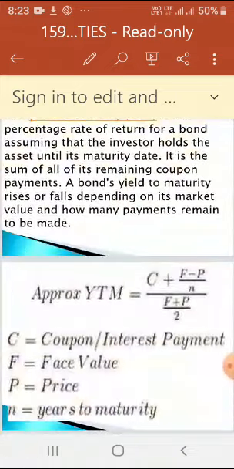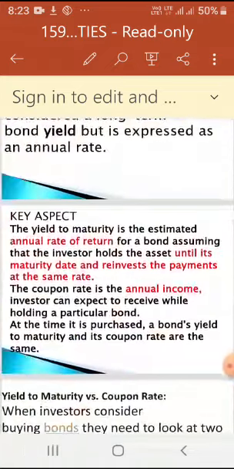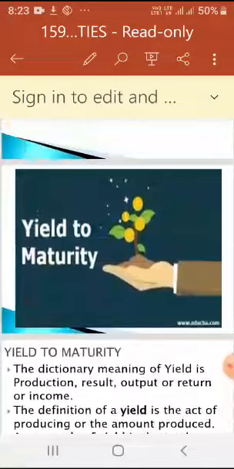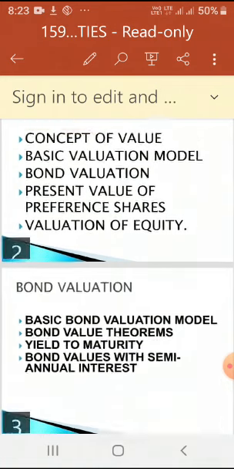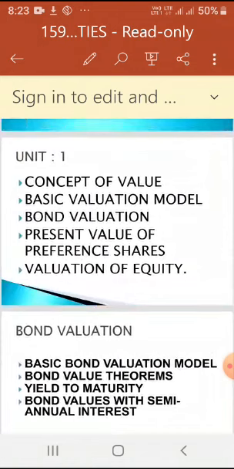So in bond valuation, what we covered, again we are going back, please see that in bond valuation we covered a number of aspects. Have a look at these aspects. Just remember: the basic bond valuation model, bond value theorems, yield to maturity, and last, bond values with semi-annual interest. Is it clear?